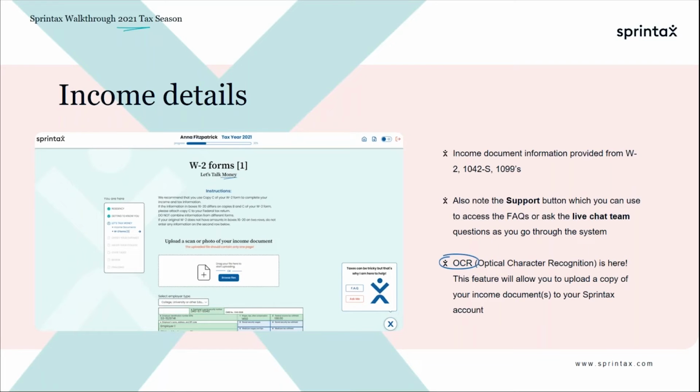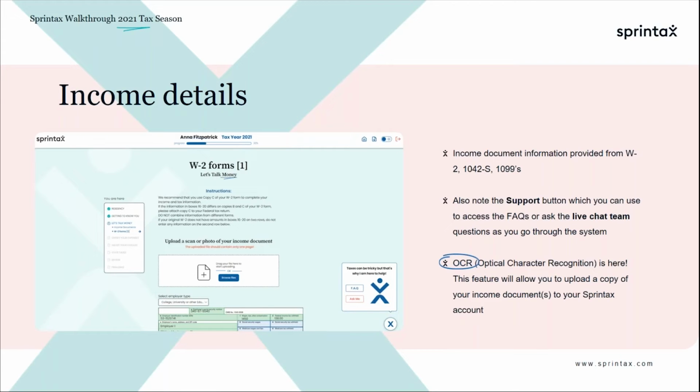The Sprintax system also has useful OCR, or optical character recognition, technology that will allow you to upload a copy of your income document, and then it'll be populated on the system for you, so hopefully saving you a little bit of time as you're moving through the questionnaire.